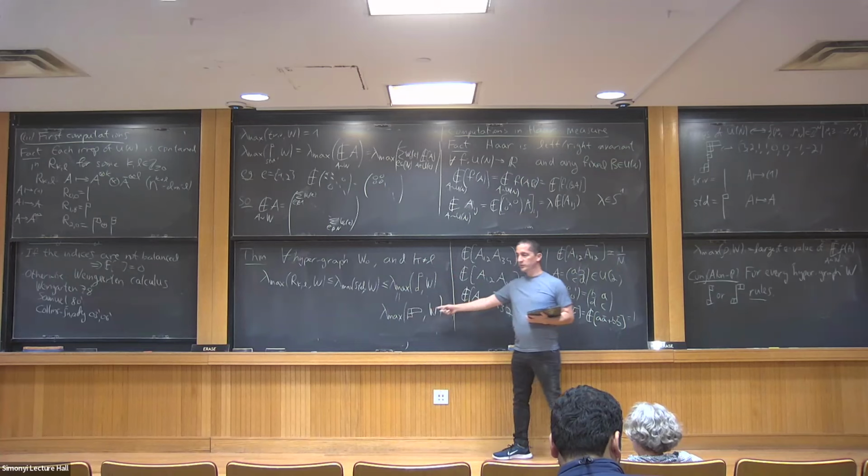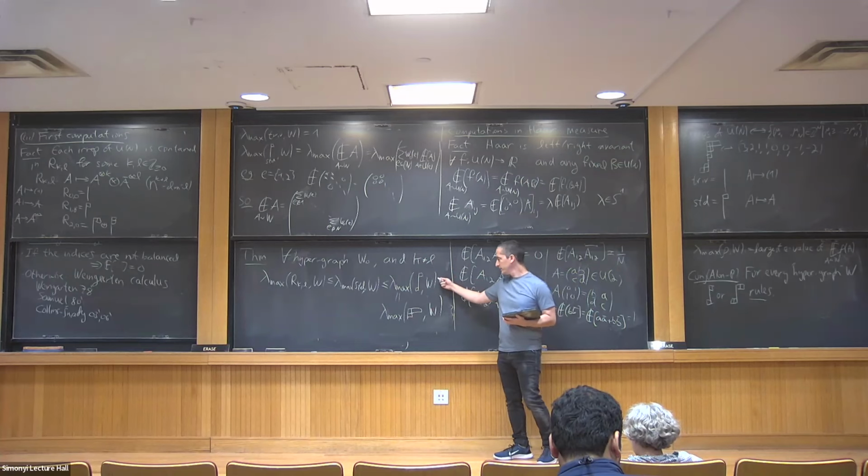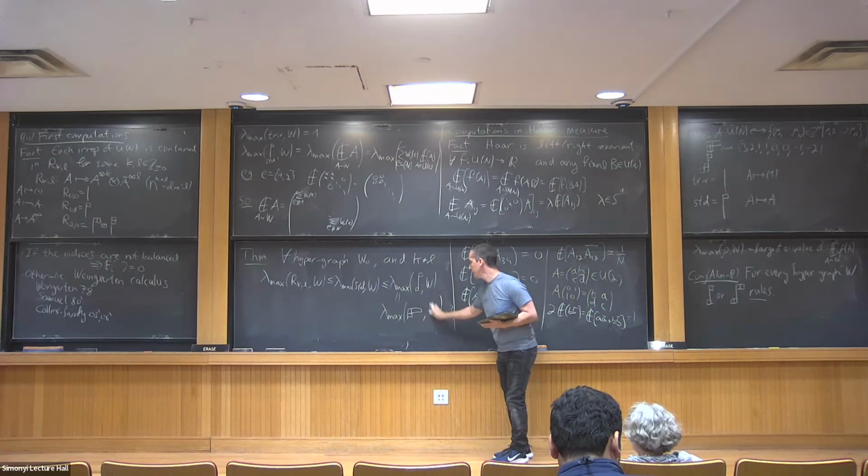So now I go back to the symmetrical. The largest eigenvalue here is the same as the largest eigenvalue of the standard representation of the symmetrical with respect to the same hypergraph.